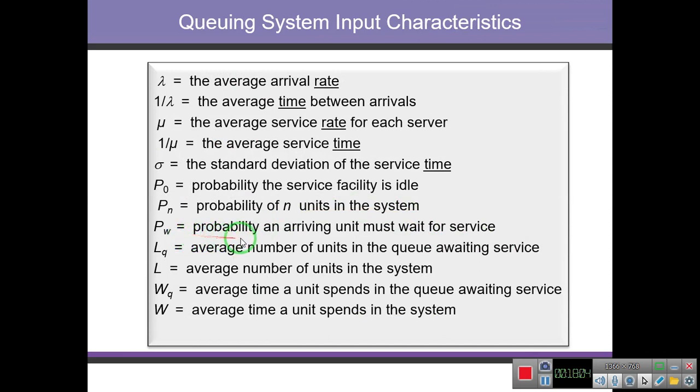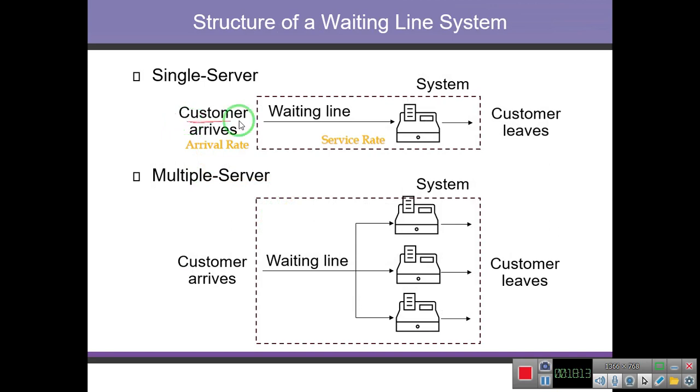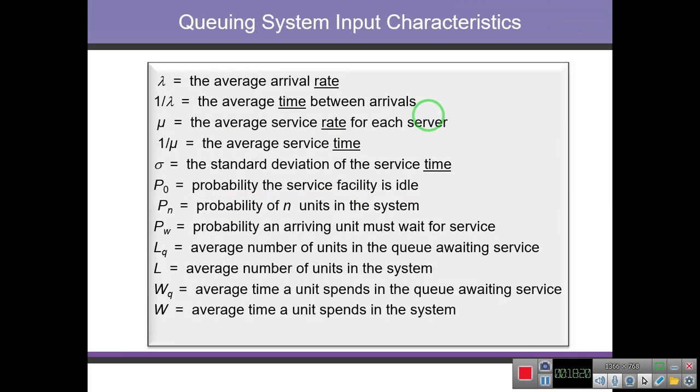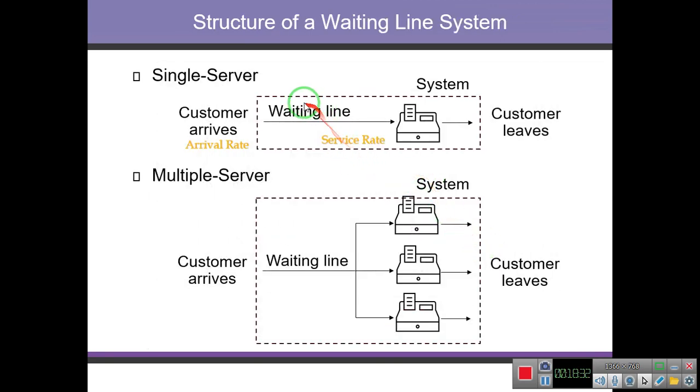PW is the probability an arriving unit must wait for service. So what are the chances that when you're at the supermarket, when you arrive, you have to wait, as opposed to going directly into the system and being served? That's PW. LQ is the average number of units in the queue awaiting service. So on average, how many people are waiting in line, which is one of the crucial ones, right?